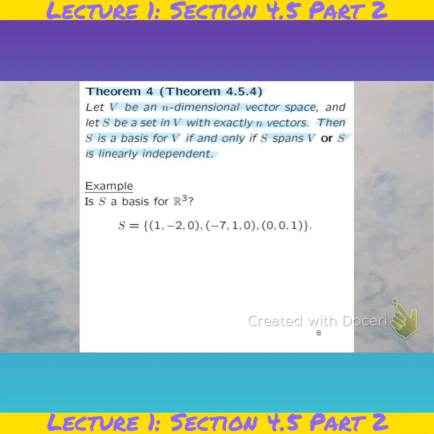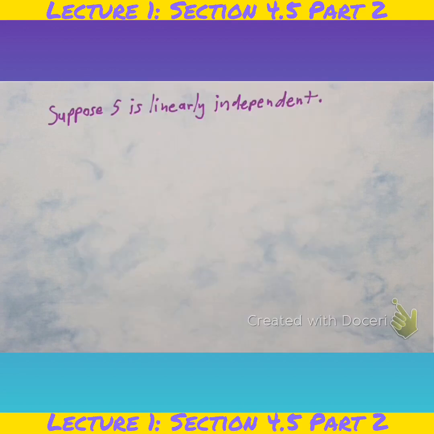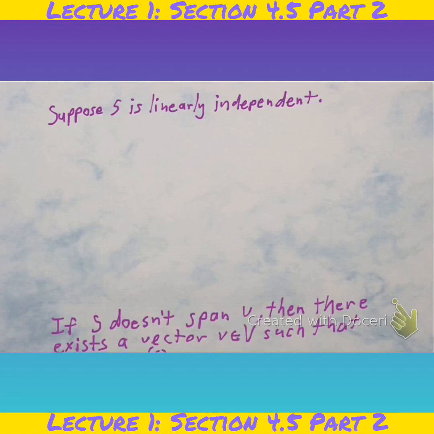So now let's look at the case where S spans V, and then we have to show that it's a basis. And we also have to show that if S happens to be linearly independent, then it's also a basis for V. So that's what we're going to do now. Let's first assume that S is linearly independent. Now if S spans V, then S is a basis, and we are finished.